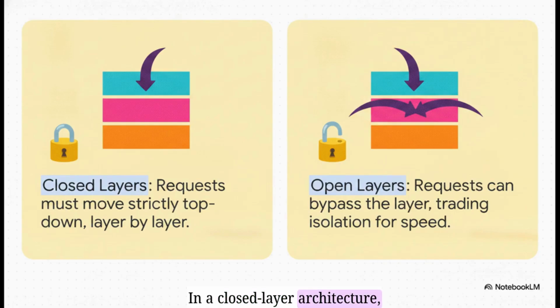In a closed layer architecture, a request moving top-down simply cannot skip a layer. A presentation request must go through the business layer to get to the persistence layer. This intense isolation means changes in one layer don't ripple out and break everything else. An open layer, on the other hand, allows a request to bypass it, which provides incredible flexibility, but obviously at the cost of tighter coupling.